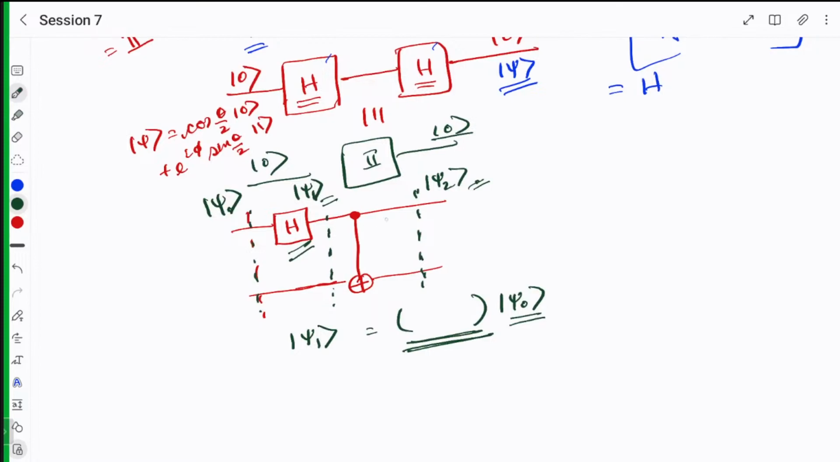Yeah, no, no. See, C naught H will be after what you are saying, which is at the position of psi 2. I am asking about psi 1. Psi 1 is just after you have applied the Hadamard gate. You have not applied the C naught yet. Okay, then what will this operator be?